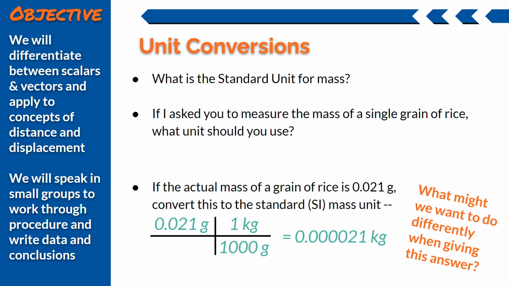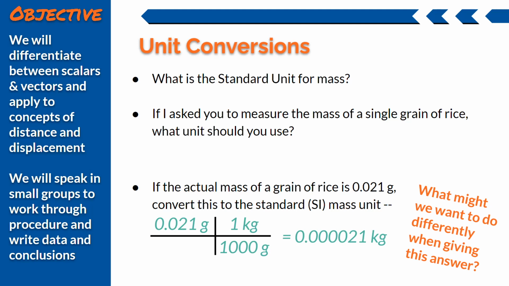Which means we get 0.000021 kilograms, which is kind of a long number to write because it has so many zeros. Does anybody know how we might express this answer differently? You're on the right track. Do you know what that is called when you convert it to that form? Scientific notation, yeah.